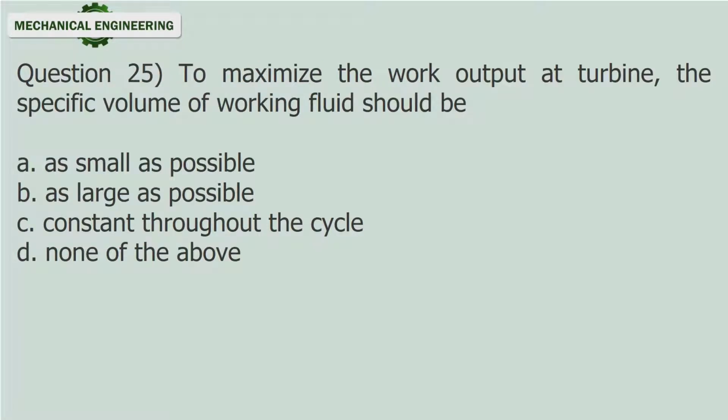Question 25. To maximize the work output at turbine, the specific volume of working fluid should be: A. As small as possible. B. As large as possible. C. Constant throughout the cycle. D. None of the above.